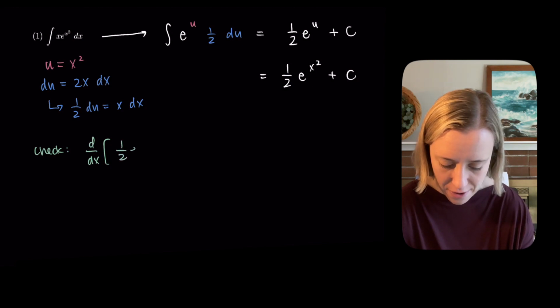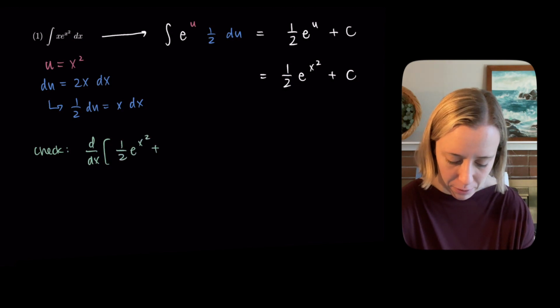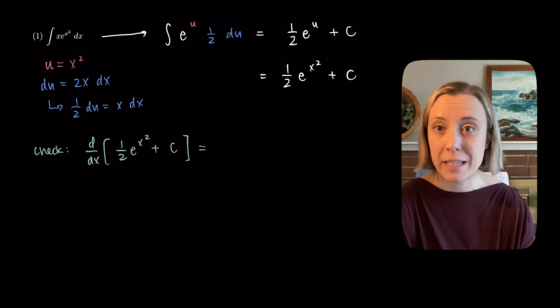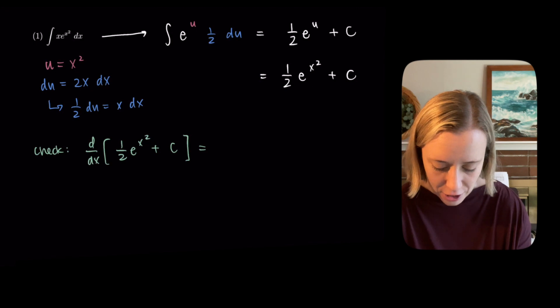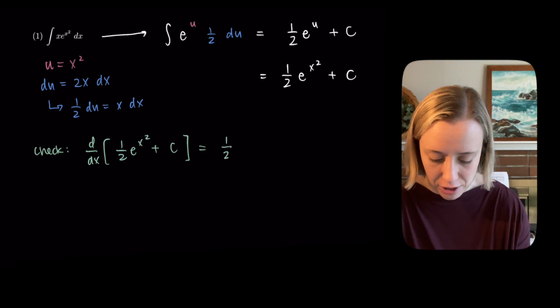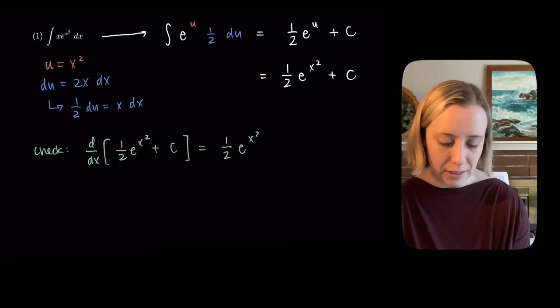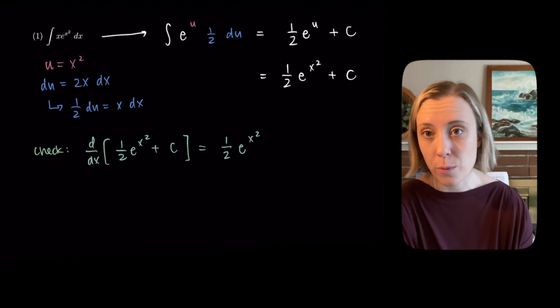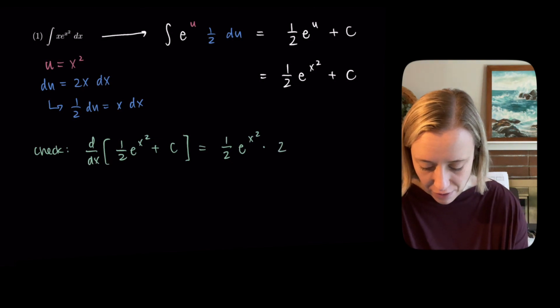So we have the derivative of 1/2 e to the x squared plus c. And when we take its derivative, we should get back to the original function we were integrating. So I do a chain rule on this. I take the derivative of the outside function. The outside function is e to the something. So I leave that as 1/2 e to the x squared. And then I multiply by the derivative of the exponent.